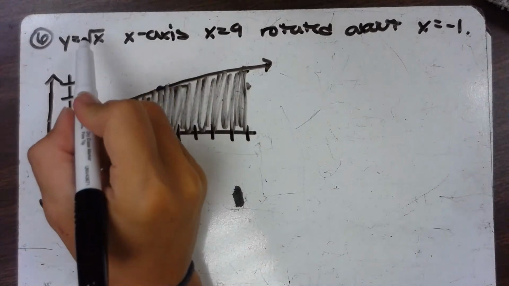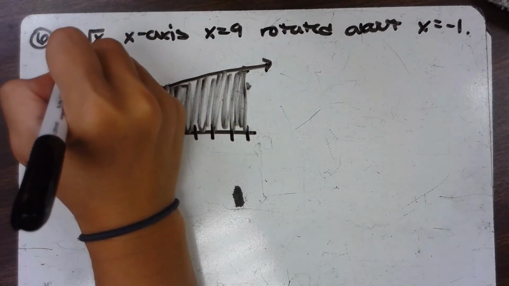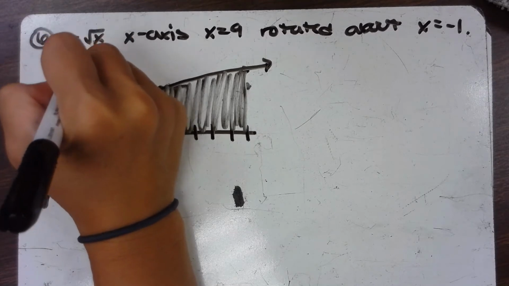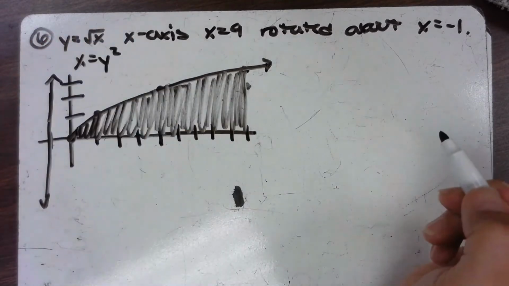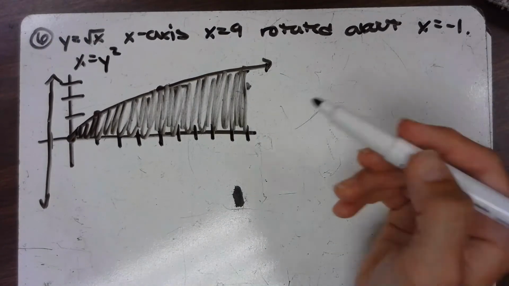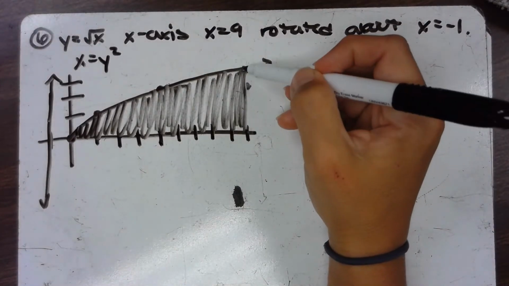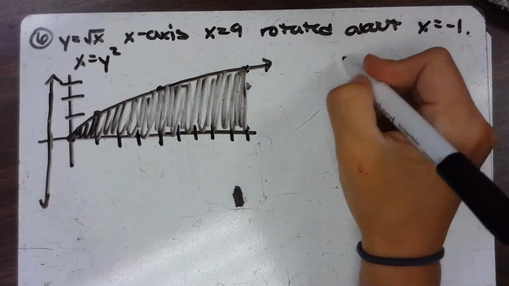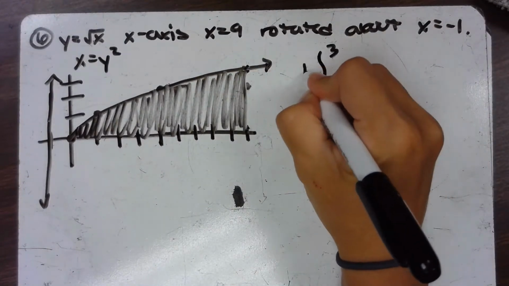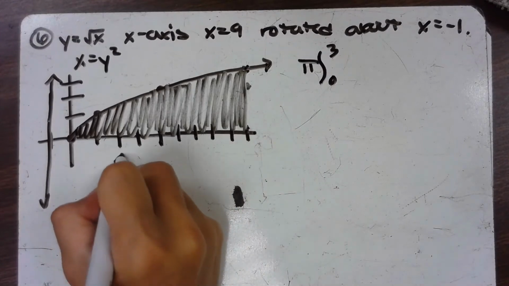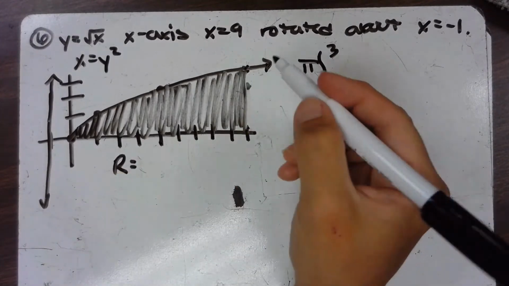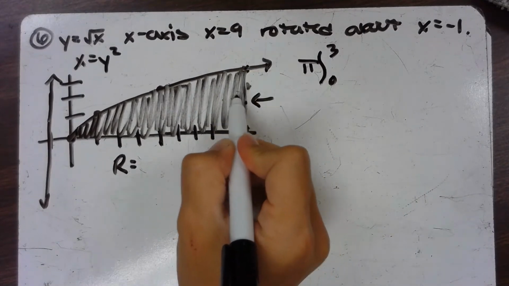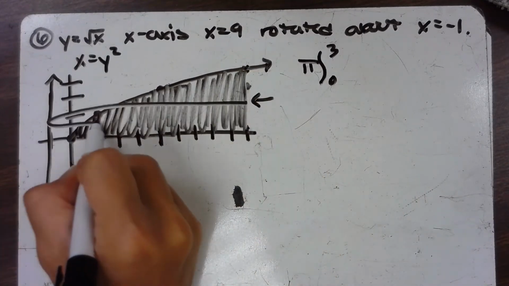Here I needed terms of y, so what I'm going to have to do here is solve for x. And when I do that, when I square each side, I get x equals y squared. I notice that my bounds are, on the y-axis, I can go from 0 to 3. Now, big R. Because I'm using y's, I'm going from here. My big radius would be this right here.